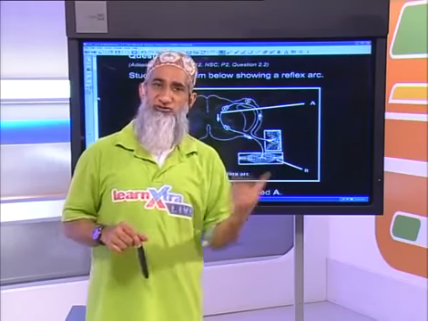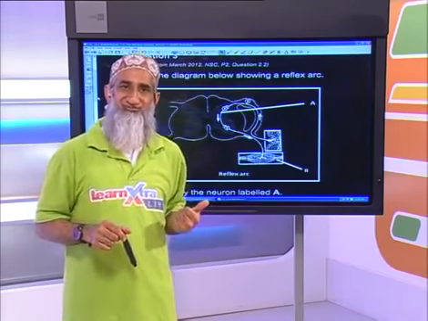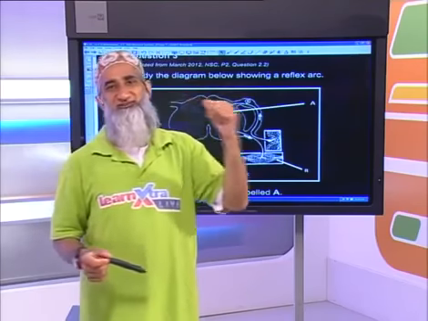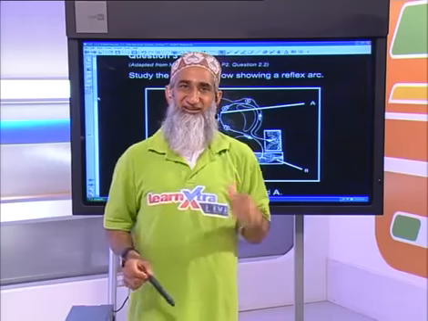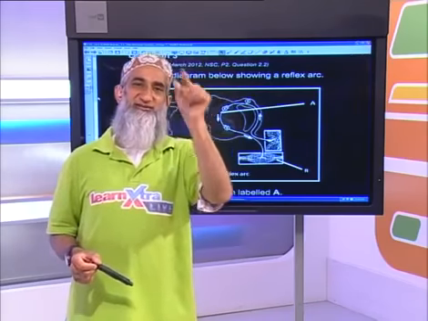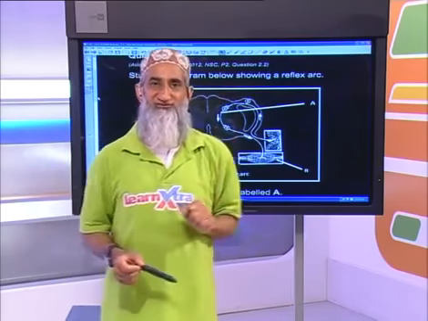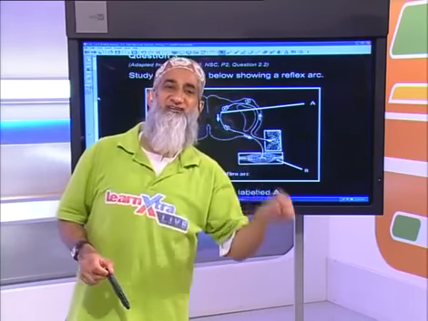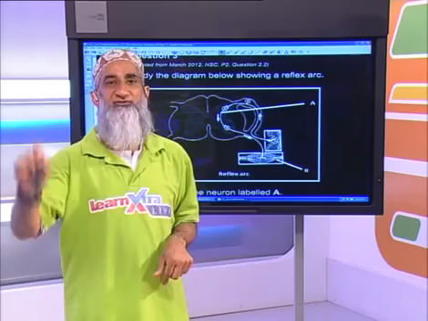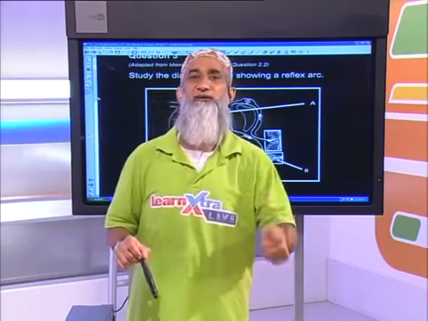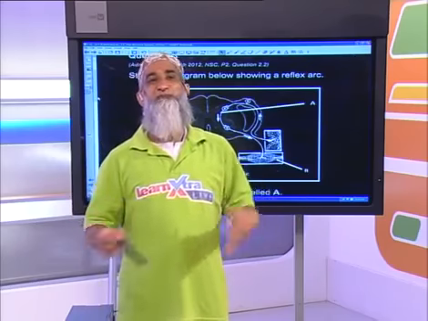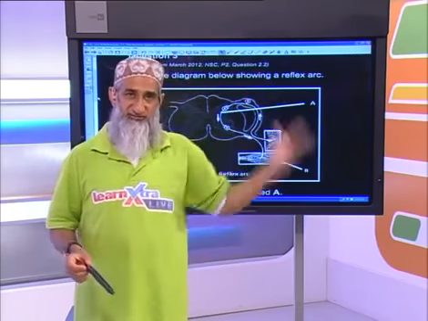Receptor, why? Because it must pick up the stimulus and convert it to an impulse. The sensory neuron, why? Because it must take the message to the central nervous system. Interneuron, why? Because it must connect the sensory neuron to the motor neuron. The motor neuron, why? Because it must take the message from the central nervous system to the effector. Why do we need an effector? To bring about a response to the stimulus. Now, obviously, that response takes place much faster than what I have just described.